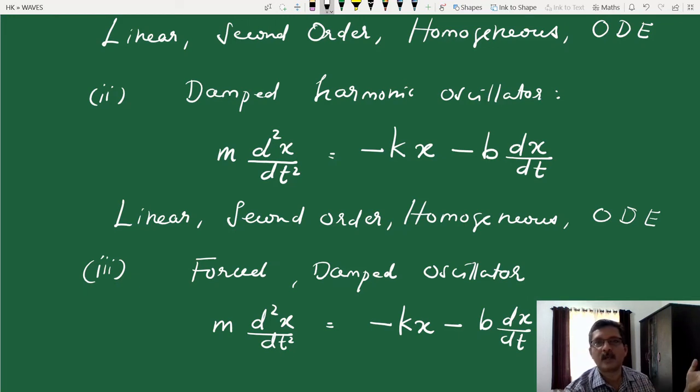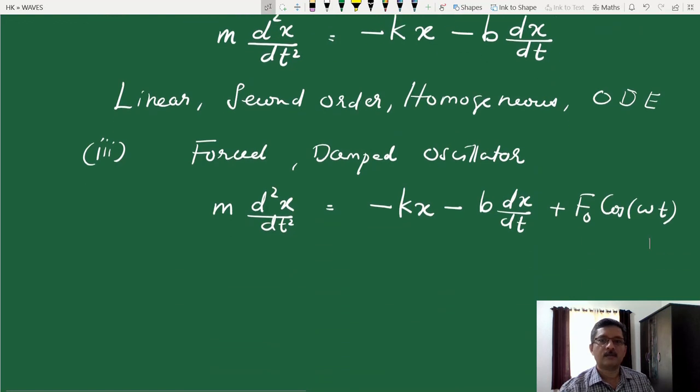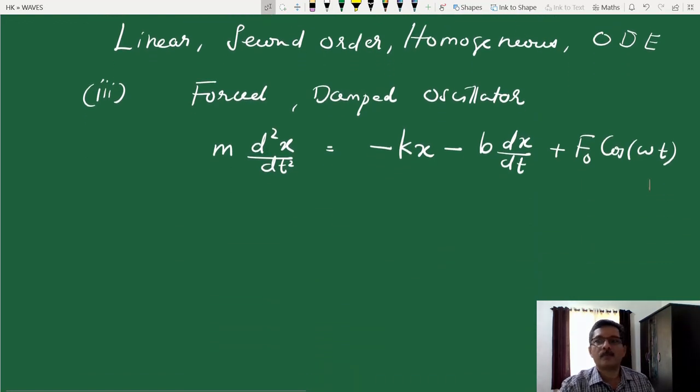Let's assume that this driving force is harmonic. It is a harmonic force. So let me write this as f0 cos omega t, where omega is the driving frequency of the force. So this is the differential equation for a forced damped oscillator.